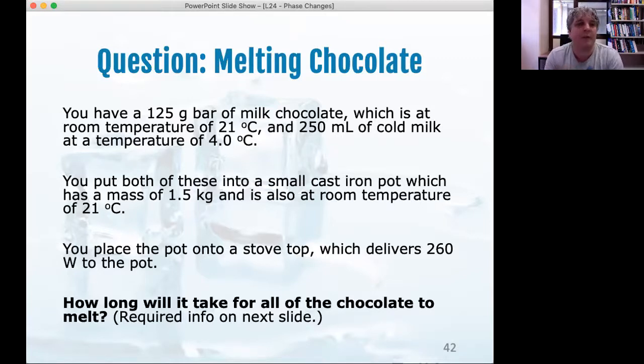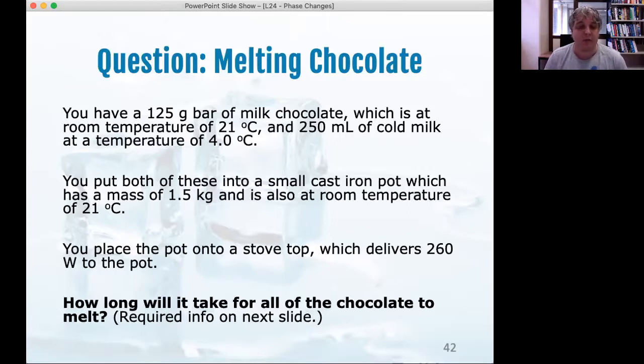And what we can actually do is think about the energy each one needs independently and then just add them all together. The energy that the pot needs to get up to the temperature we want, that the chocolate needs to get up to the temperature we want and to melt, and that the milk needs to get up to that temperature. You can think about each of those three processes separately, figure out how much the total energy is that all three need to get to that temperature, and then you can just figure out how long that would take based on the watts, because we know it's 260 joules being provided every second.